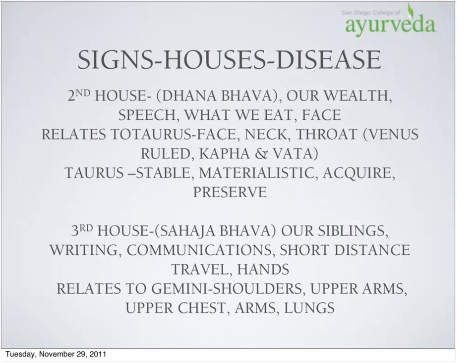The third house, Sahajabhava, is our siblings, and we're going to be looking at Lance Armstrong, who all of you, I'm sure, are familiar with, the cyclist who won the Tour de France. I think he won 7 times. At any rate, his chart is excellent to look at in the third house and in terms of health. So the third house represents our siblings, writing, communications across the board, the written word, the spoken word.